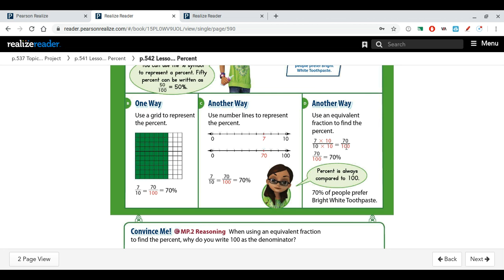And then another way would be what we did, where we took 7/10 and converted it into a decimal, then converted it into a percent. So we ended up with 70 hundredths equals 70%. So again, I cannot stress this enough: percent is always compared to 100.